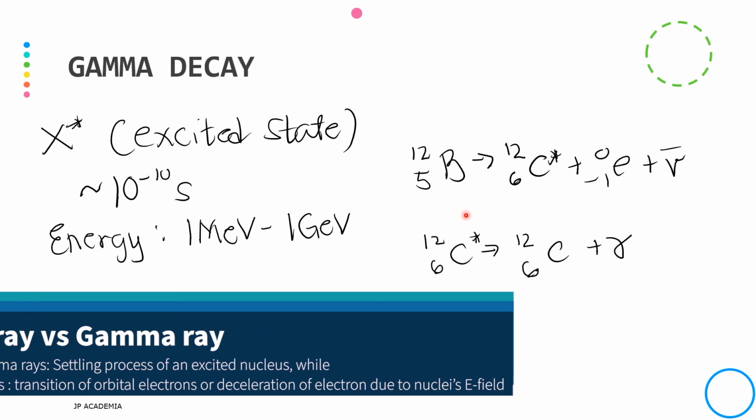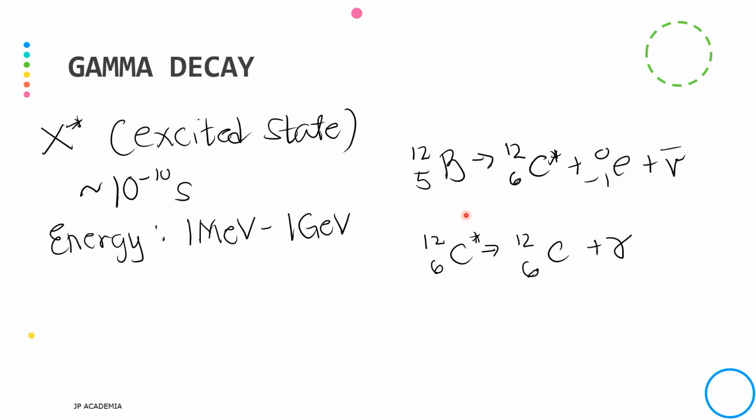One example is the beta decay of boron-12 shown here. Your boron-12 will decay to carbon-12 excited state plus these two particles. We have your electron or beta minus plus your antineutrino. This carbon-12 in the excited state will go to a lower state and it will emit a gamma radiation.